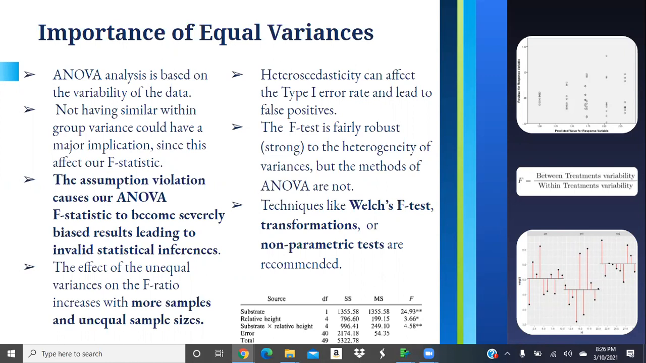Heteroscedasticity can affect the type 1 error rate and lead to false positives. The effect of this unequal variance on the F ratio increases with more samples and unequal sample sizes. As the class notes state, the F statistic is fairly robust to heterogeneity of variances, but not the methods of ANOVA. This is why it's recommended to use techniques such as Welch's F test, transformations, or non-parametric tests if there is a violation of the assumptions. Which test to use is dependent on the other assumptions, such as normality.